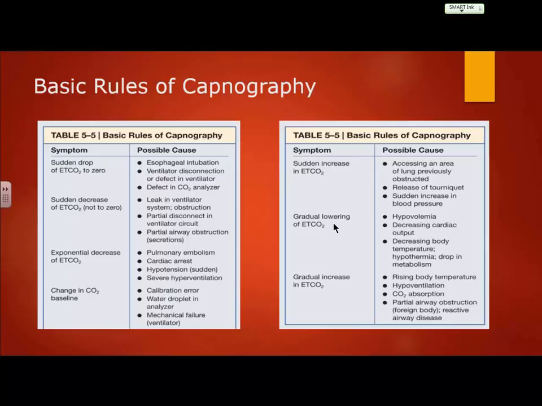Other things, a sudden decrease, but not to zero. So that's the big deal here. If it drops to zero, you're not getting anything out, so there is a breach somewhere, all right? Sudden decrease, but it's not to zero, you may have a leak in the circuit. It needs to be a closed circuit. If I've got a leak anywhere between that expired breath and the monitor, I'm going to lose some of that sample, right?